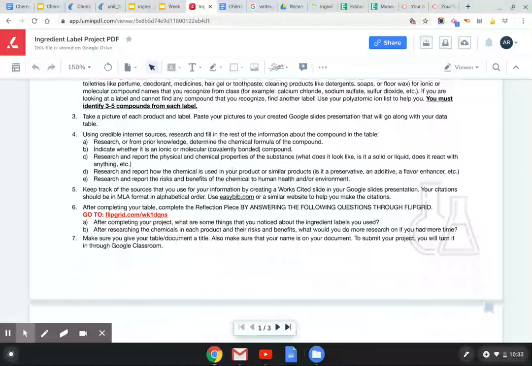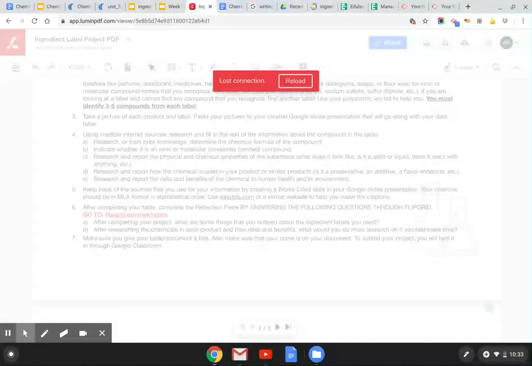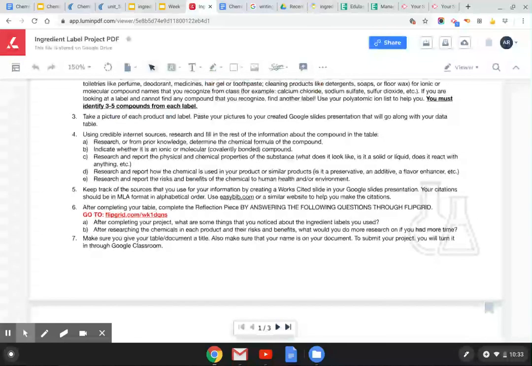You're going to research information to fill in your data table about each of those compounds. So each of those compounds, those 3 to 5, each of those you need to be able to identify certain things, such as what is their chemical formula? Is it ionic or covalent? What are their physical and chemical properties? What are they used for in the product?